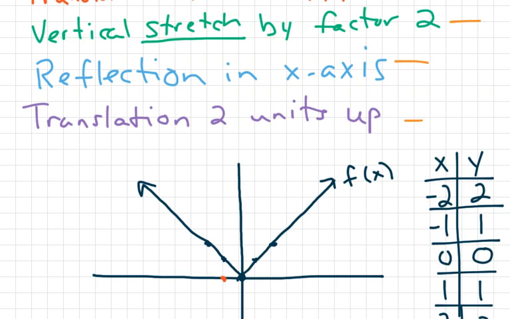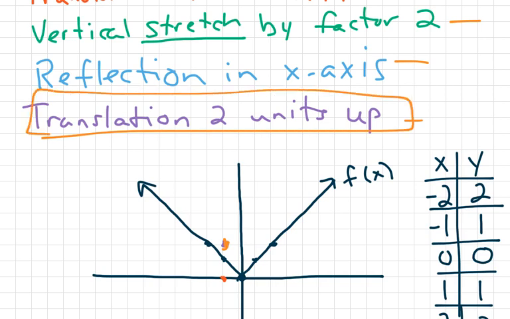The last thing we need to do is translate it 2 units up. That point is now right here. Okay, so actually I need to make that in orange. So I'll do this part in orange as well. Everything else I will follow the colors. So my vertex of the new one is this orange point on the graph.